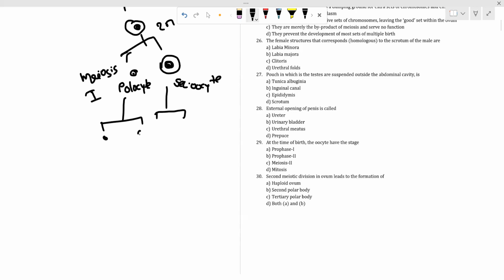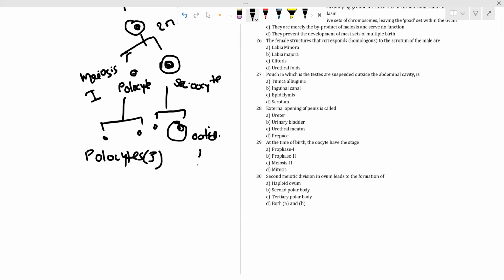The small ones just push out the chromosomes, that is, they remove the haploid set. Only one is the functional big one. This is called the ootid. Polar bodies, polocytes, secondary polocytes are there. Three polocytes are formed for one ootid. This is only one. All are haploid in nature.